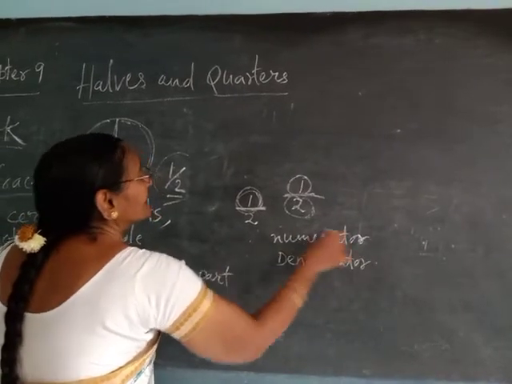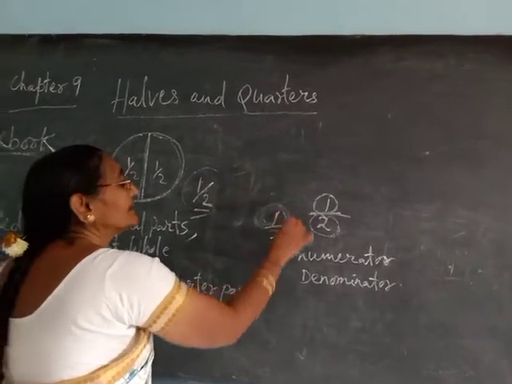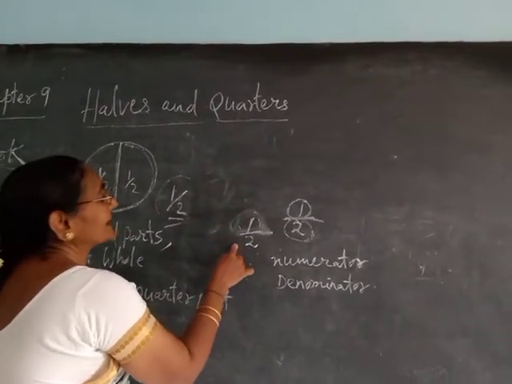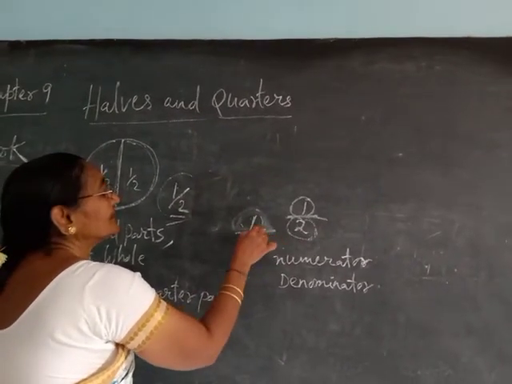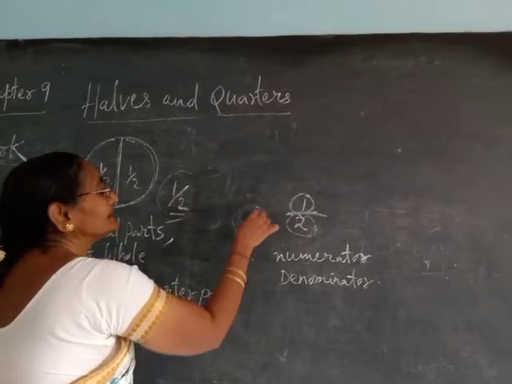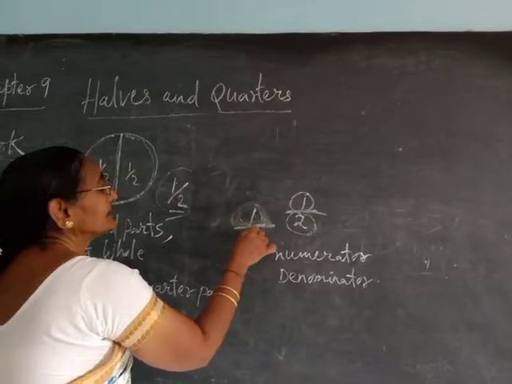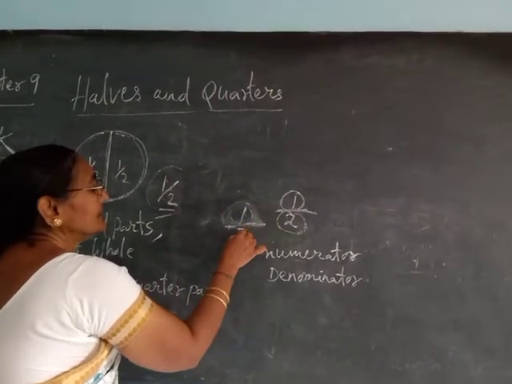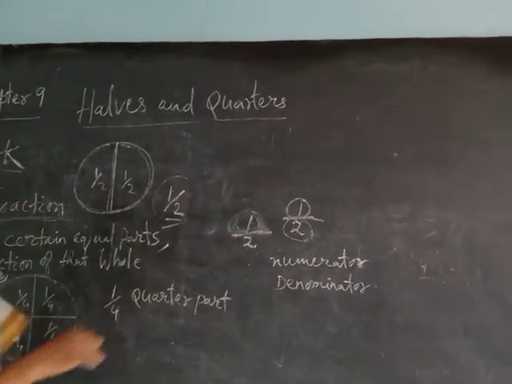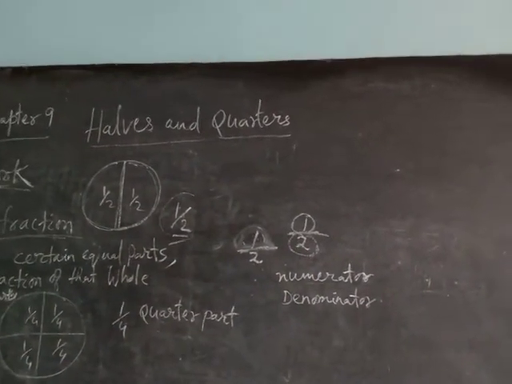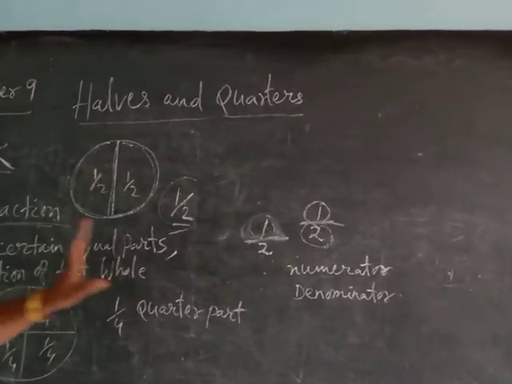Do you understand this one or not? Here 1 by 2 is there. Half part means 1 by 2. 1 by 2 is a fraction, and in this fraction there is a bar. The number above the bar is called the numerator, and the number under the bar is called the denominator. And the denominator tells the number of parts the whole is divided into.